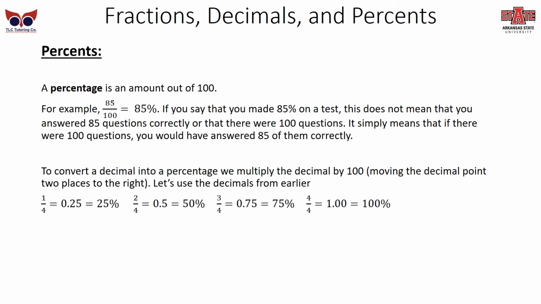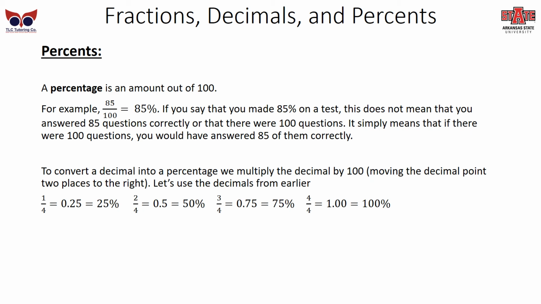Now, percents are an amount out of 100. It's similar to a fraction in that instead of just some number of pieces, it's 100 pieces. So if you have 85 pieces out of 100, you have 85%. So if we said you made 85% on the test, that doesn't mean that you answered 85 questions or that there were 100 questions. It could have been 10 questions or it could have been 5,000 questions. We don't know. But it does mean if there were 100 questions, you would have gotten 85 right.